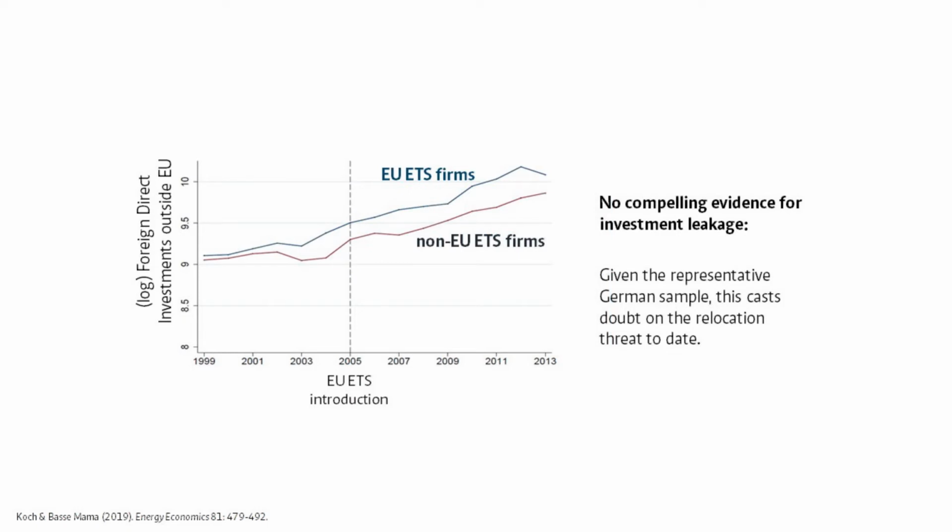And what we find is this: the investments outside the EU for EU ETS firms, the blue line, and non-EU ETS firms, the red line, before the carbon pricing introduction in 2005 and after the policy introduction. And what we observe is very similar investment patterns outside the EU for these two groups of firms. Actually, that slight difference that we can spot in the figure is statistically very clearly insignificant.